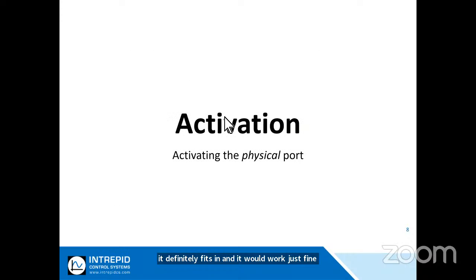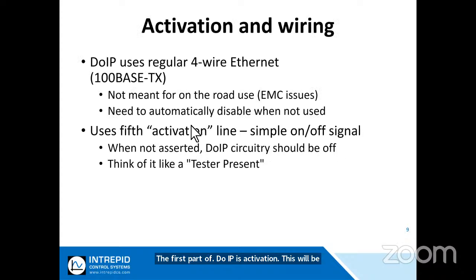So it definitely fits in and would work just fine within the zonal idea, the SDV architecture that you've heard of. The first part of DoIP is activation. This will be activating the physical port. Okay, so basically, DoIP uses as its standard 4-wire Ethernet, or 100BASE-TX.